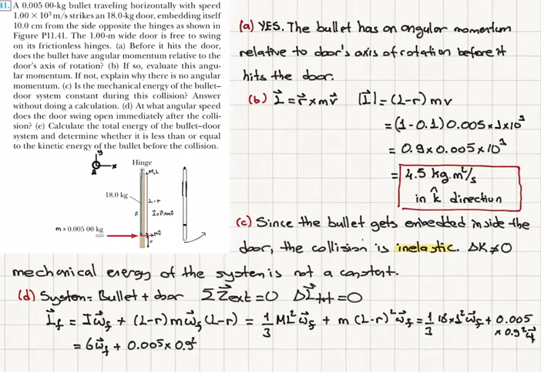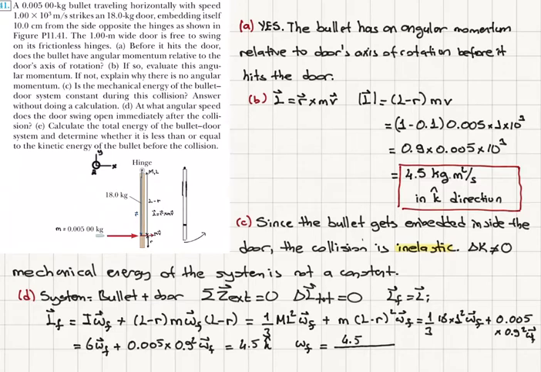plus 0.005 times 0.9 squared omega final. This must be equal to the L initial, because L final must be equal to L initial, which we have calculated. It is 4.5 kilogram meter squared per second in k-hat direction.